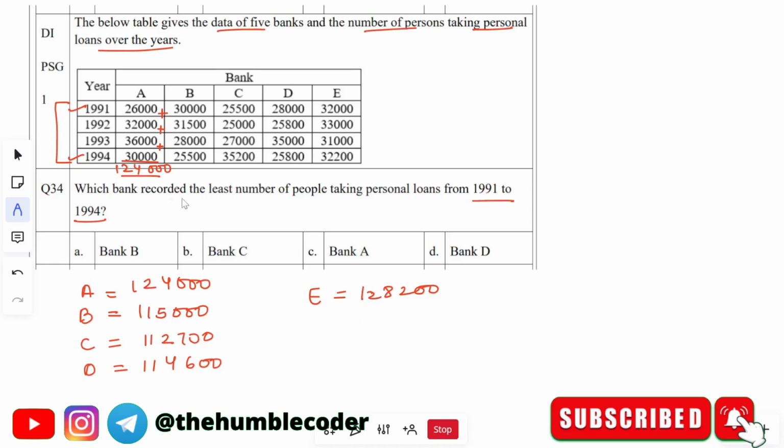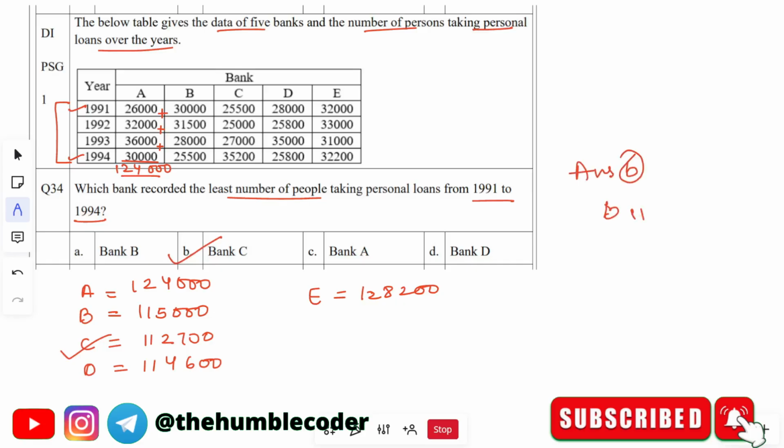Now what is asked is the least number of people. So out of this, we have to tell which is the least digit. You have to check one by one, and you will find out that C has the least number of people that has taken the loan from the bank from year 1991 to 1994. That is why the correct answer for this question is going to be option number B, that is bank C.